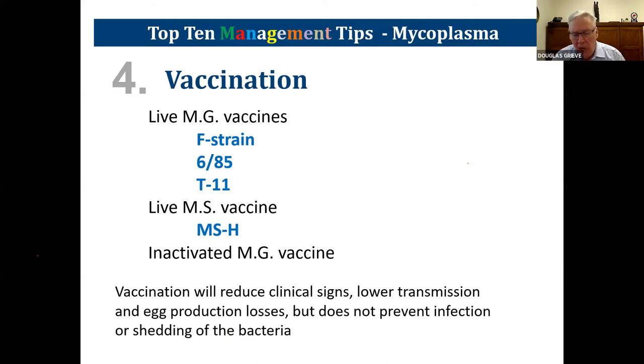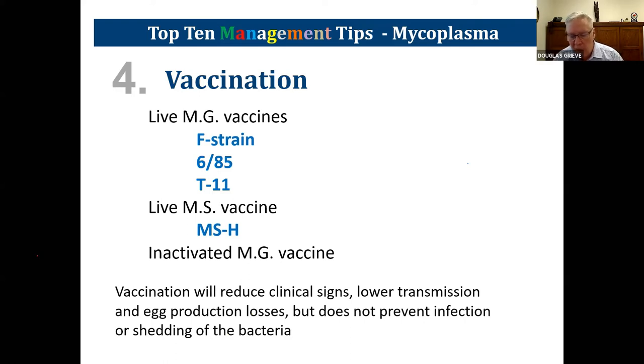Later on, other live MG vaccines were developed, made of milder strains. 685 and TS11 are two examples of those. These vaccines also can reduce clinical signs, make it more difficult for MG to move bird to bird, and prevent economic loss from mortality and egg production. Because these vaccines are mild, some of them have been manipulated in the laboratory. They don't persist well outside of the bird in the environment. And so it makes them a bit safer.